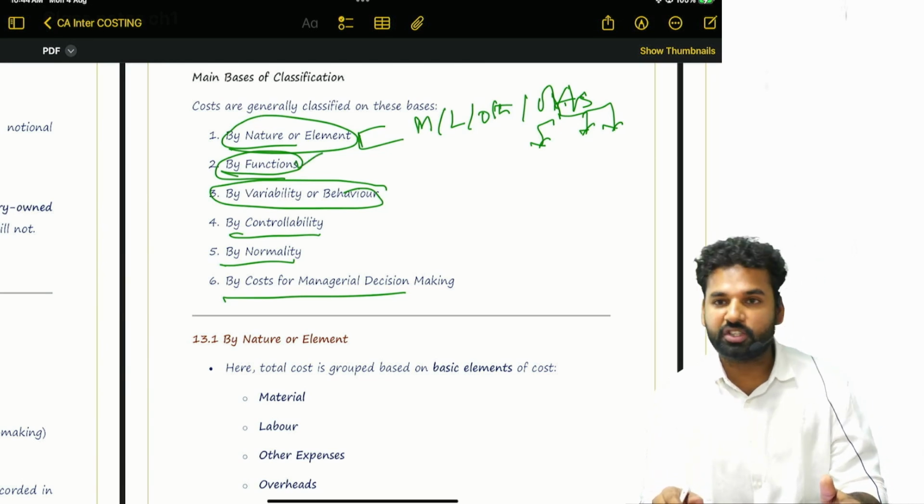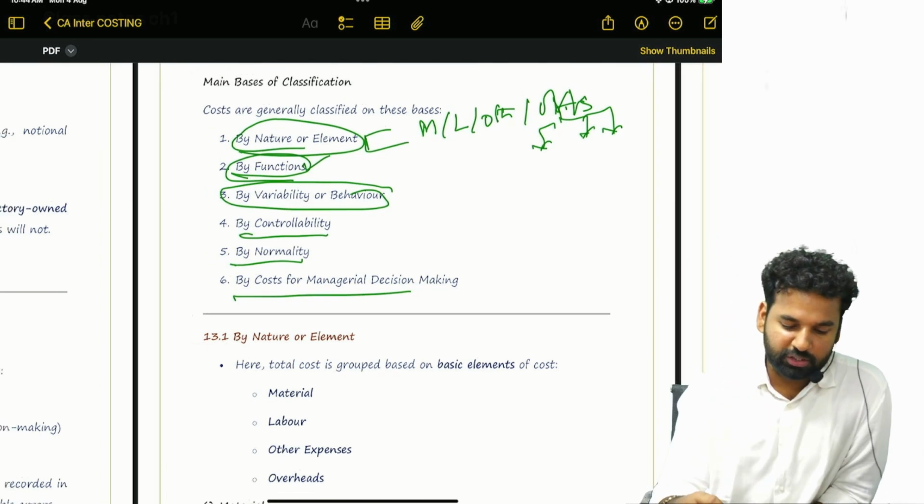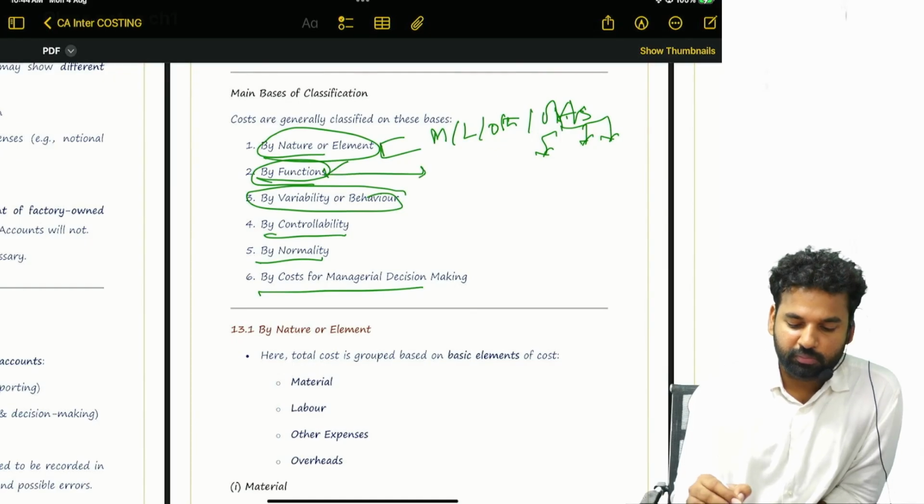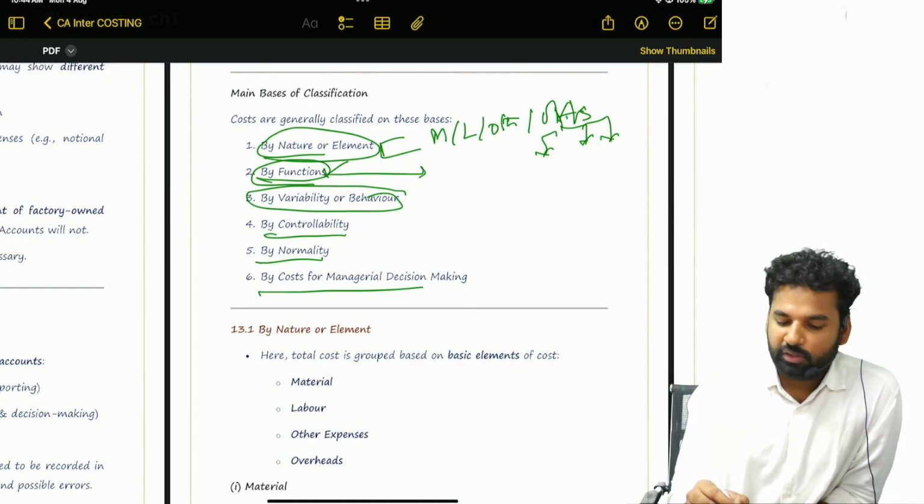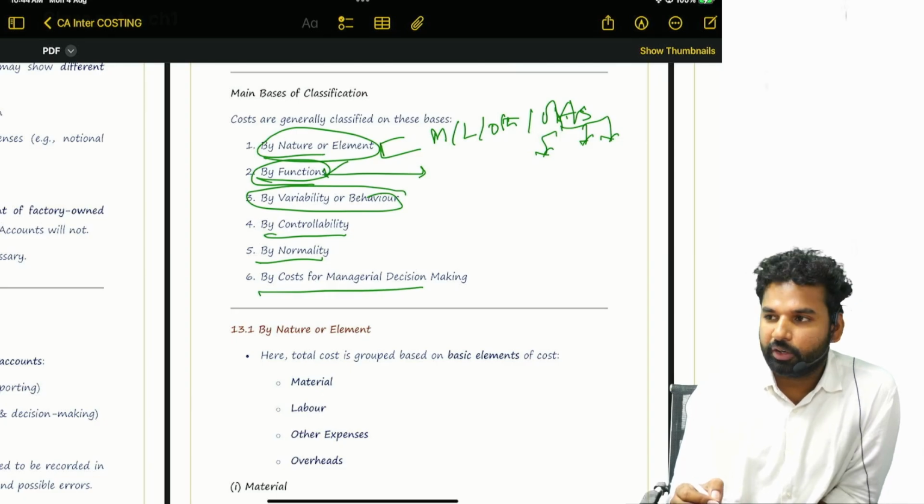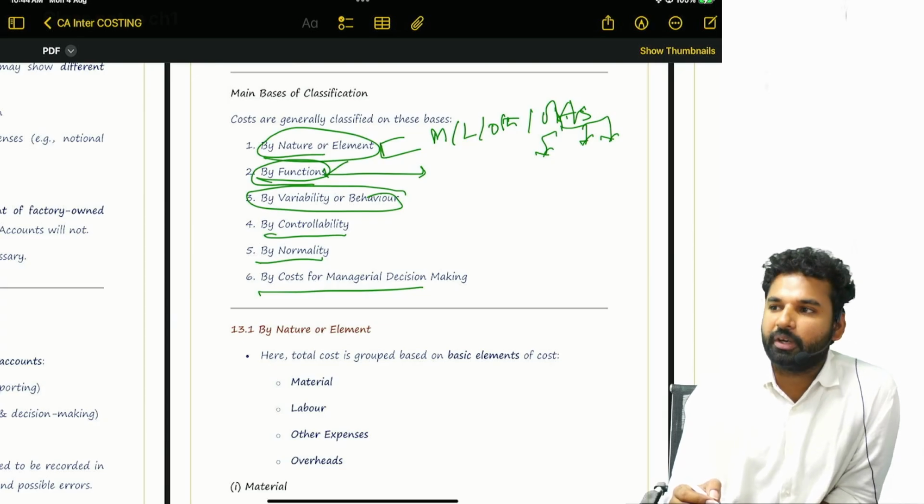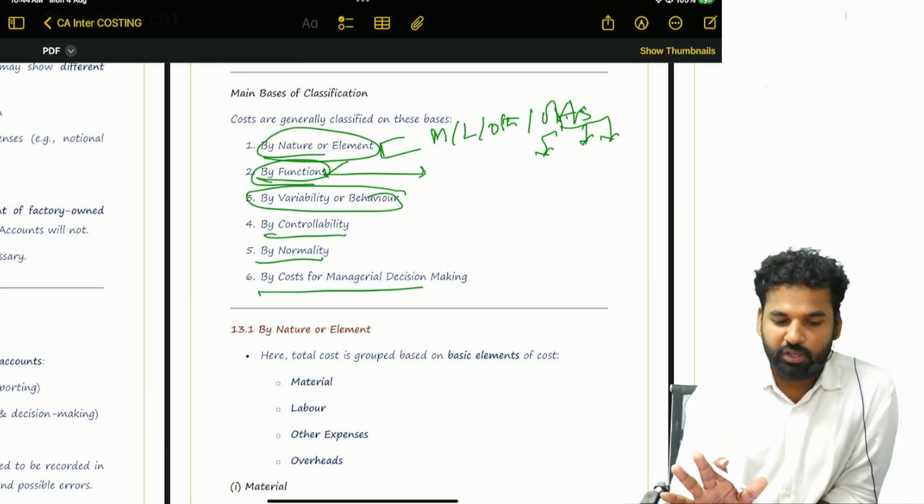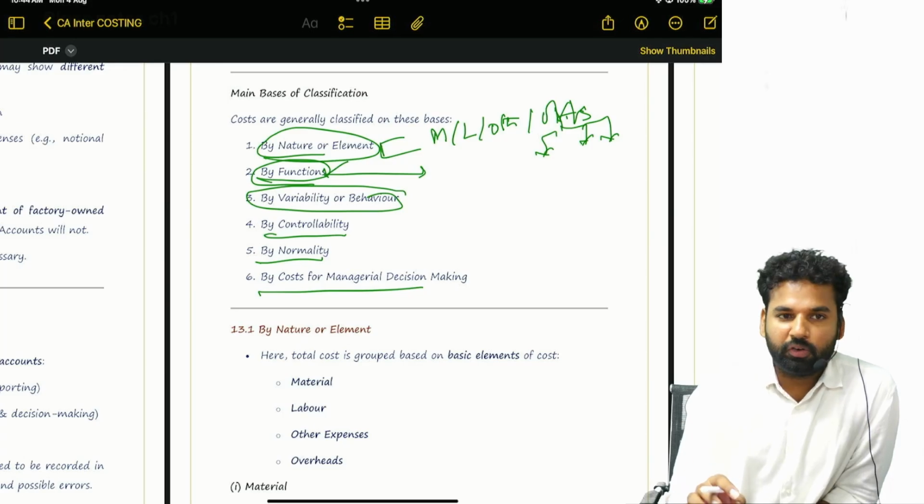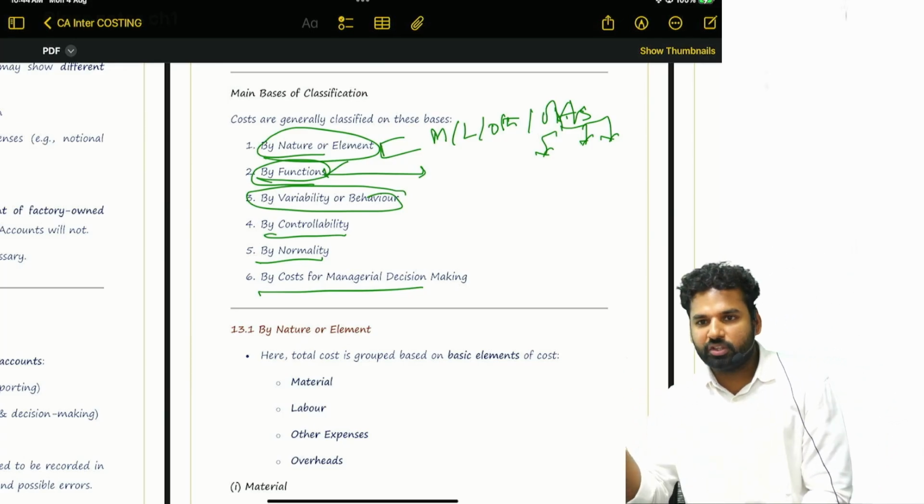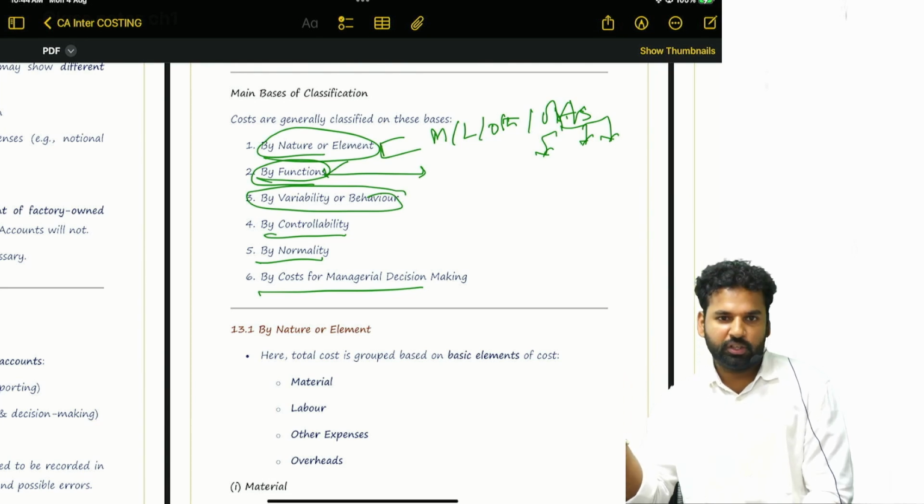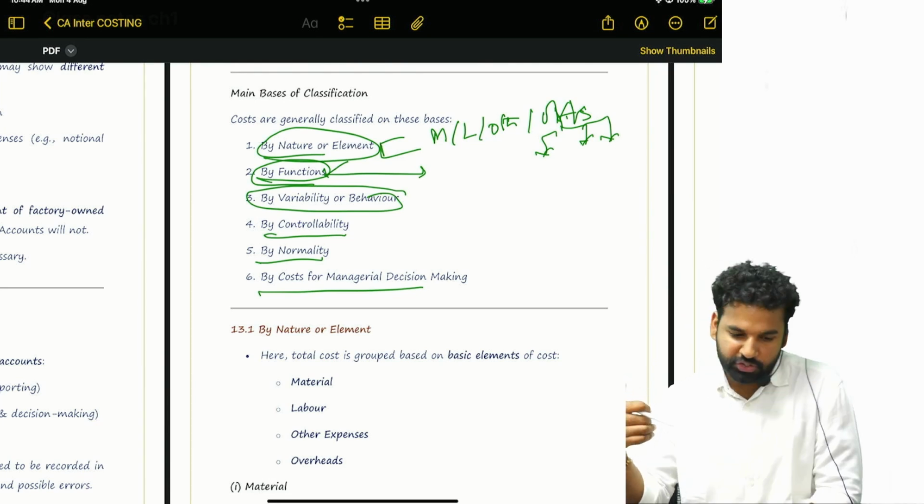Next, based on the functions, what are the classifications? Production cost or manufacturing cost, or factory cost. Next, administration cost. Next, selling cost. Next, distribution cost. Next, research and development cost. So these are the 5 classifications based on the functions.